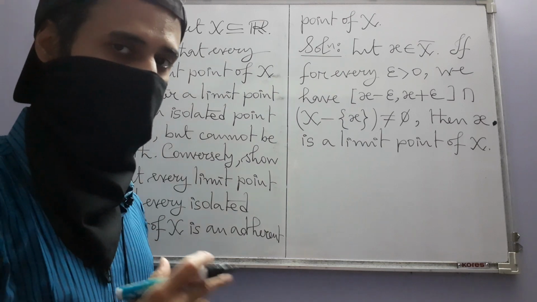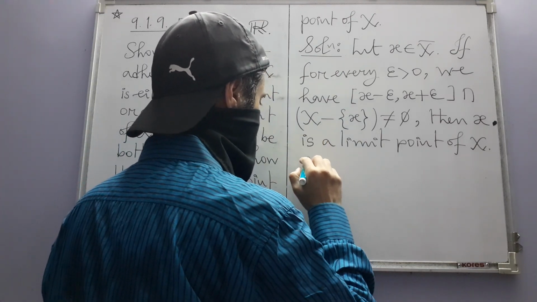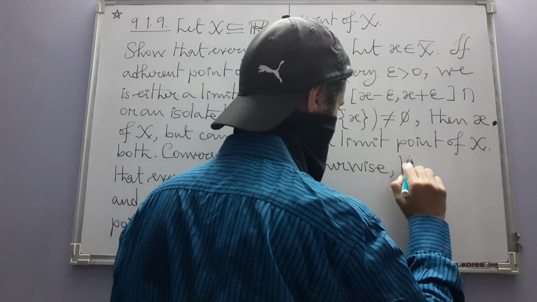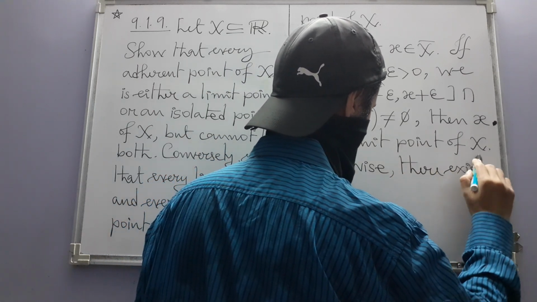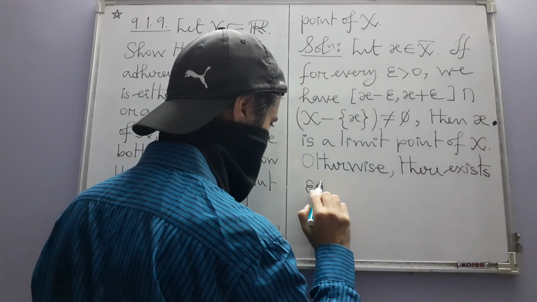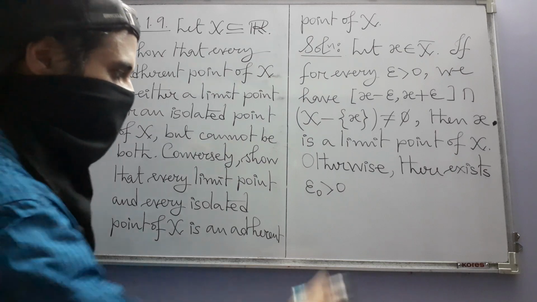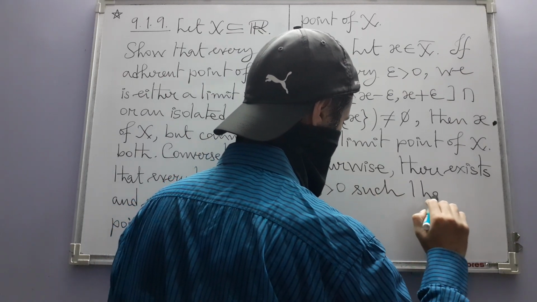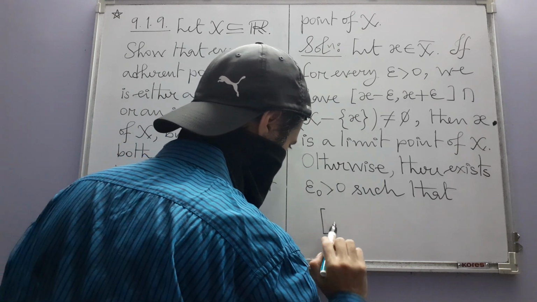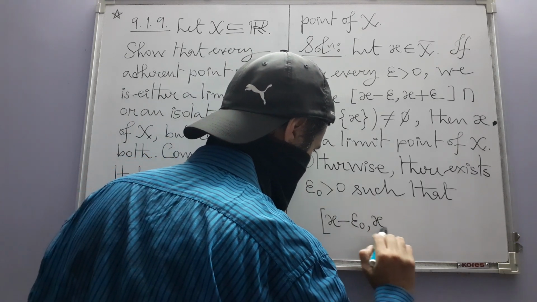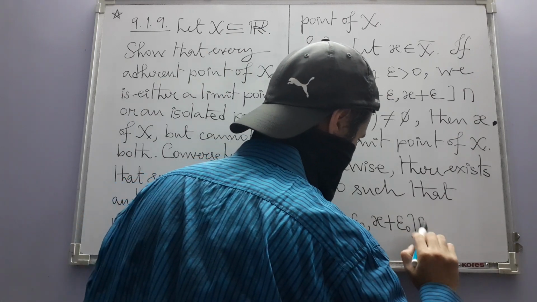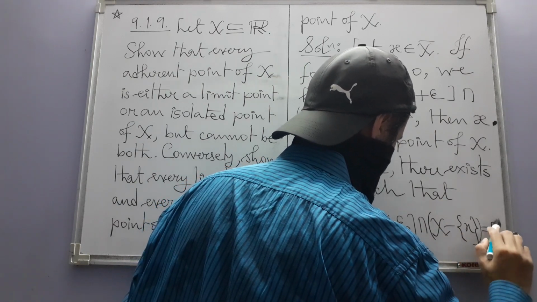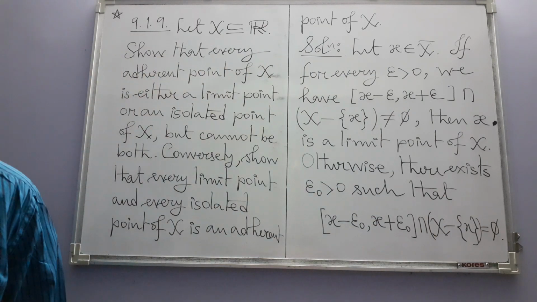But what if this does not happen? This is not the case. Otherwise, there exists some special epsilon, some positive real number epsilon 0, for which this does not happen, such that this intersection is empty. Okay, now what can we say in this case?